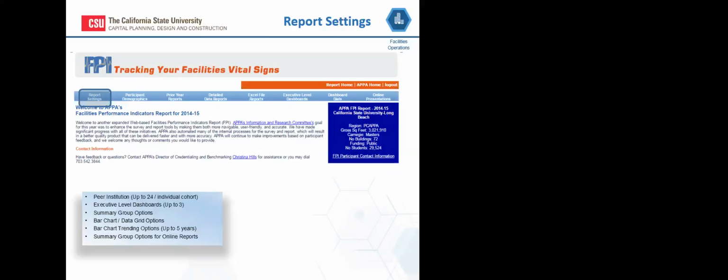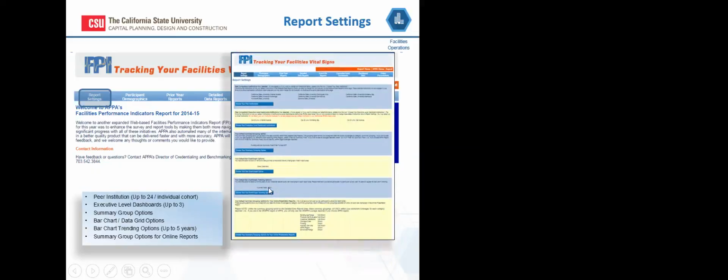Okay. So I'm going to run through it. Once you get logged into the FPI, there's a number of screens along the top pull-down bar that will navigate you to different sections that help you make adjustments to the application or to go in and view reports, et cetera. So the first one on the left is the report settings. And the report settings will allow you to adjust how the reports look.